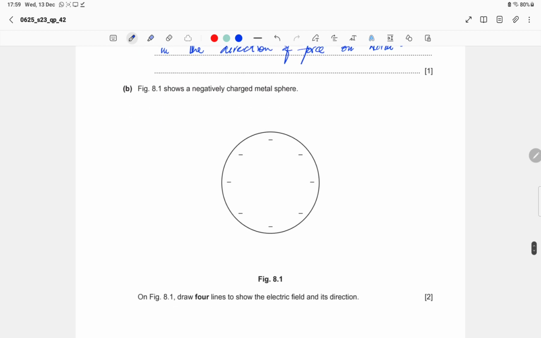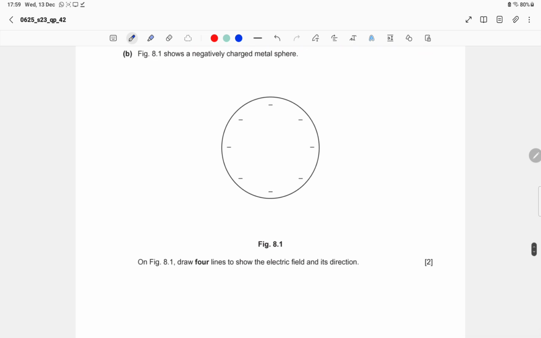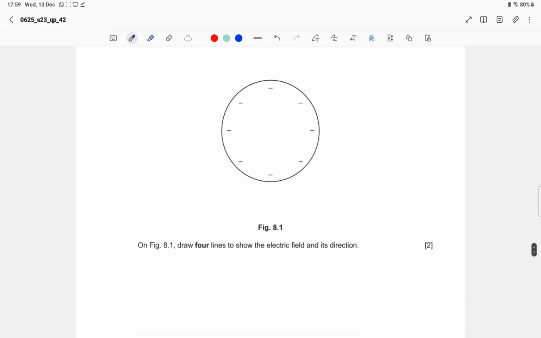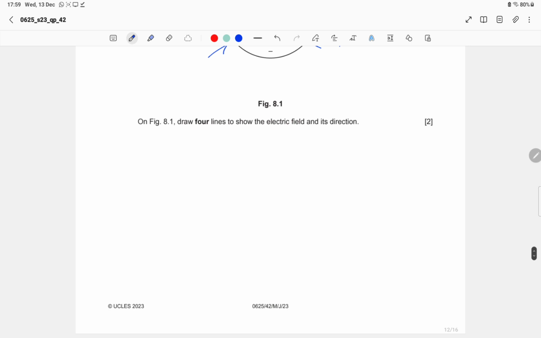Figure 8.1 shows a negatively charged metal sphere, and draw field lines to show the electric field. Okay, so for the negative charge, these are the lines that you need to draw.